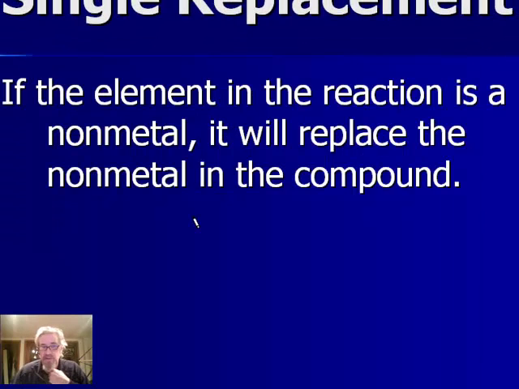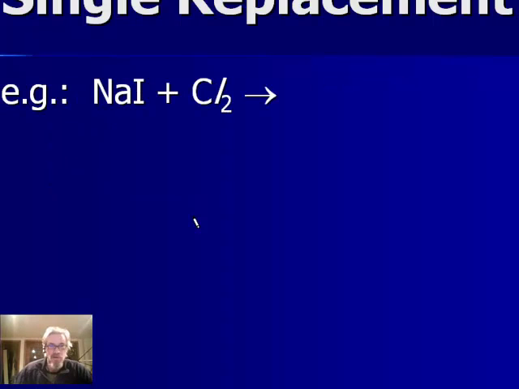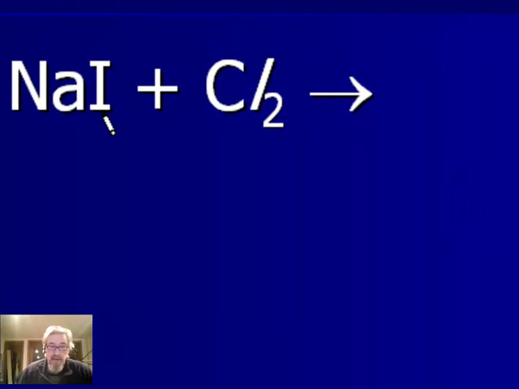If the element in the reaction is a nonmetal, it will replace a nonmetal that's in the compound. Here's an example. If I have sodium iodide reacting with chlorine, chlorine's a nonmetal. It's the element that's by itself. Well, when a nonmetal is by itself, it's going to replace a nonmetal that's often part of the compound, and that would be iodide. So the chlorine and the iodide are going to switch positions.